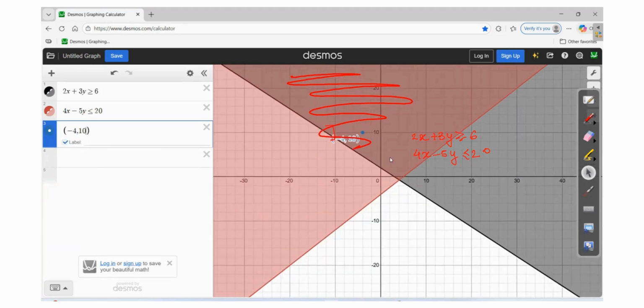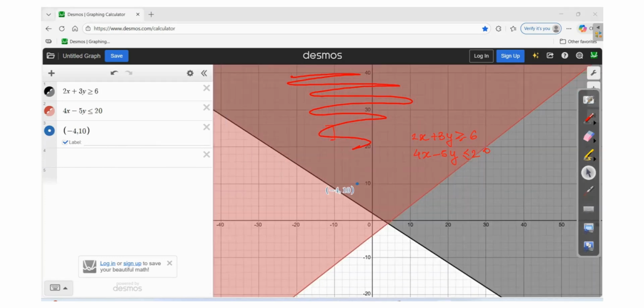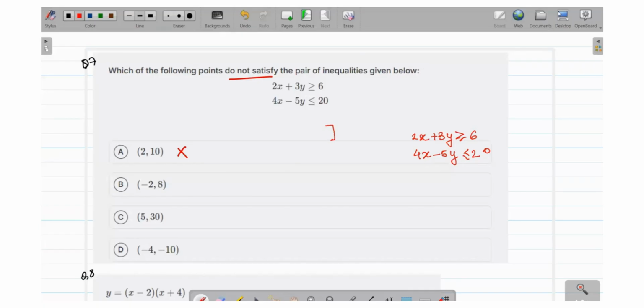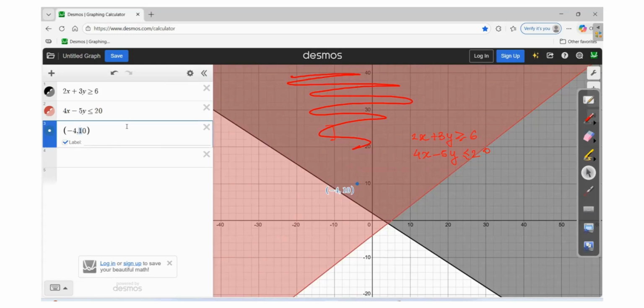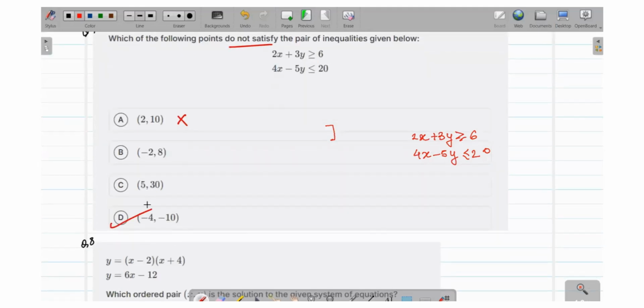This is also lying inside the shaded region. Minus 4 comma minus 10. The coordinate is minus 10. Now, as you can clearly see, the coordinate minus 4 comma minus 10 is not lying inside the common solution or the common region part. Hence, this is going to be our answer. Answer for this question is option number D.